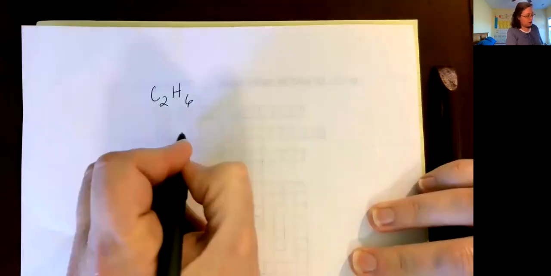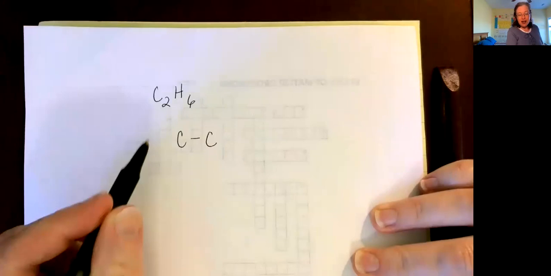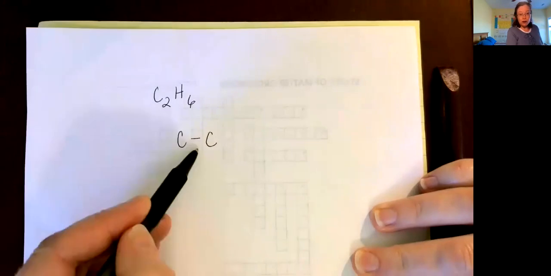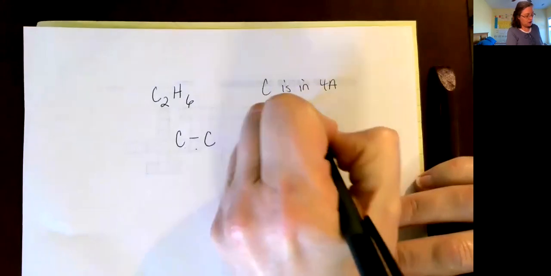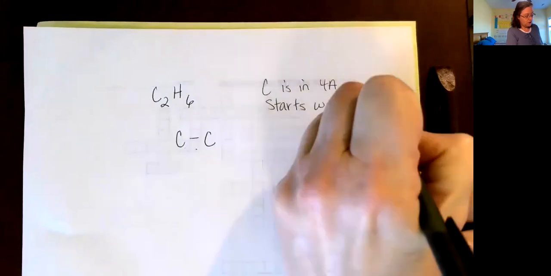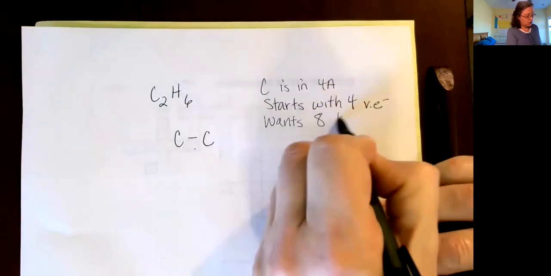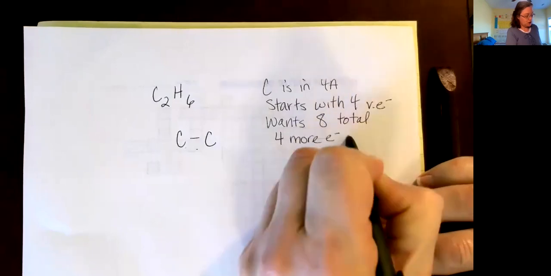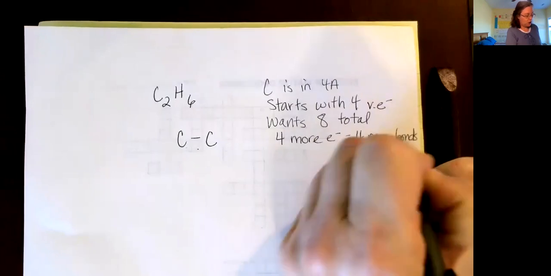Okay. This time I'm going to put 2 carbons in the center. I have 6 atoms of hydrogen to place around them. Well, this carbon has one bond. Carbon is in group 4A, so he starts with 4 valence electrons. Okay. He wants 8 total. 4 more electrons equals 4 more bonds, or 4 bonds.